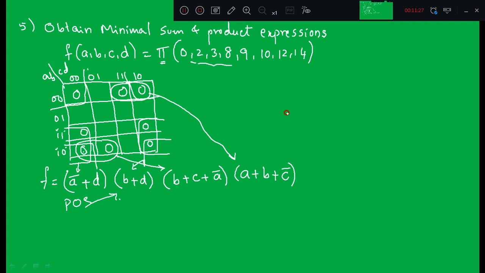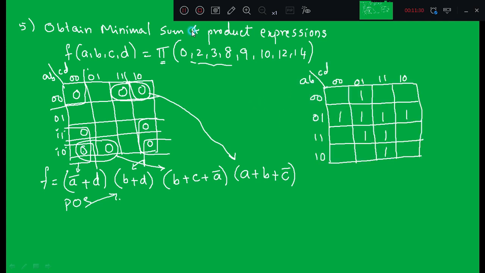Next, you have to obtain a minimal sum. The remaining cells in this K-map are filled with the min terms, right? So wherever you find the empty cells, because there are no don't care terms, the empty cells are to be filled with min terms, right? So just try to group them. How can I group? These 4 can be grouped, right? What is the expression? Directly I'll write the expression.